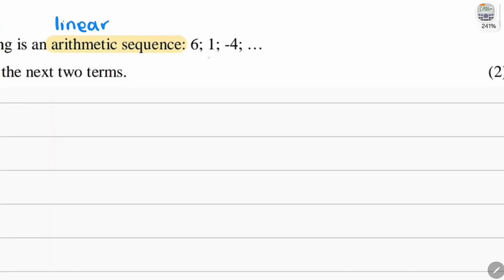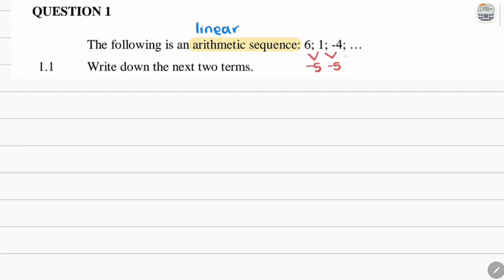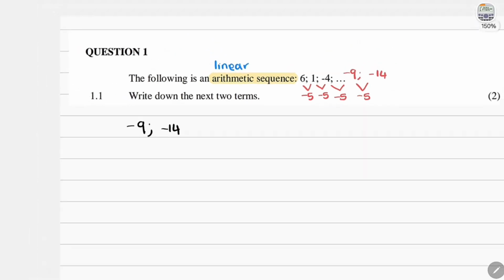Do you see that from 6 to 1, we must have said -5. 6 minus 5 is 1. And then from 1 to -4, you must have also said -5. 1 minus 5 is -4. So to get the next term, you just say -4 minus 5, which gives us -9. And then the term after that would be -9 minus 5, which gives us -14. And these are our next 2 terms.